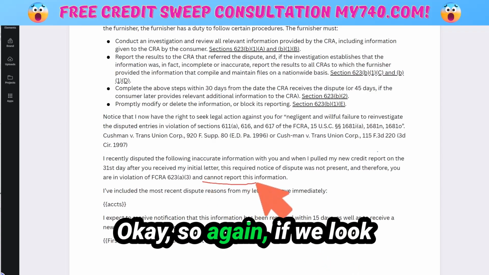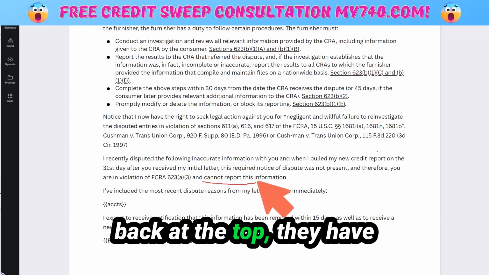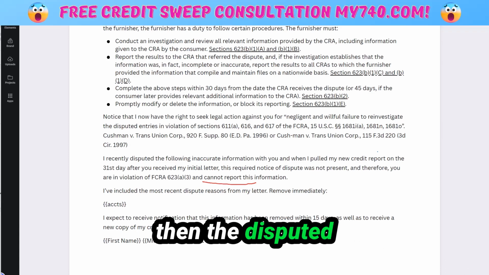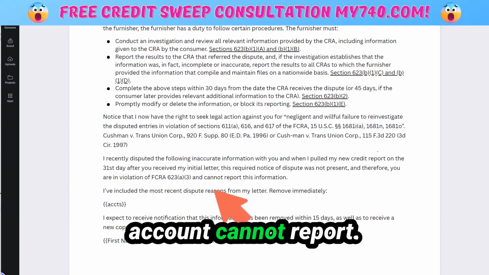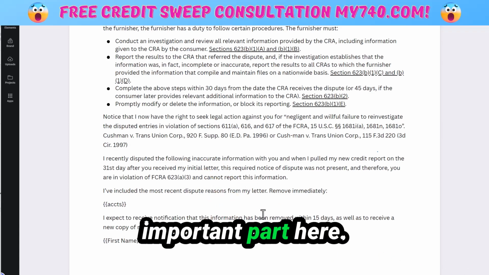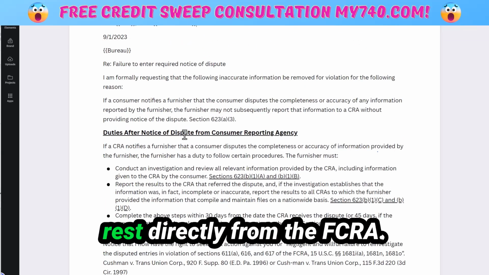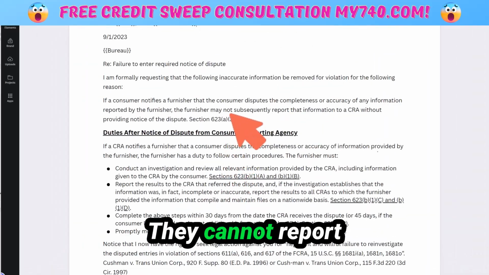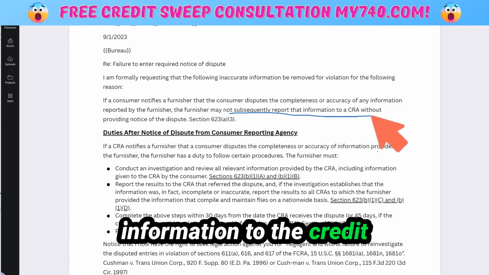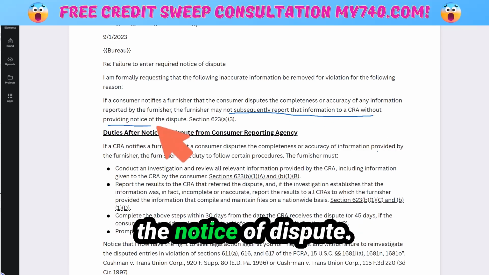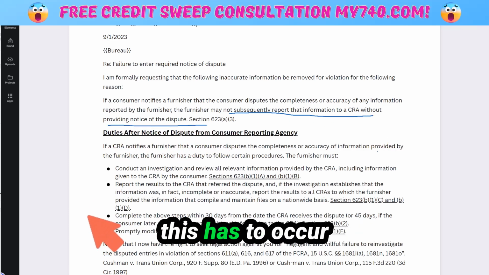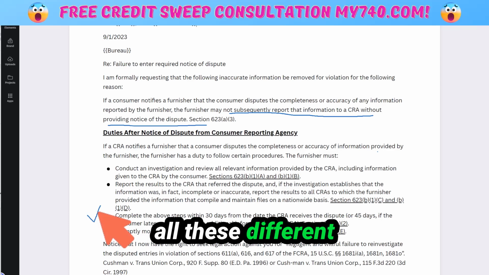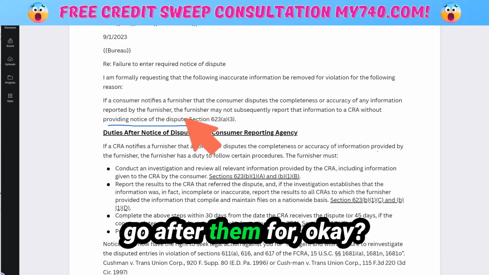Okay, so again, if we look back at the top, they have to provide this notice, and if they don't, then the disputed account cannot report. That is the important part here, but I wanted to include the rest directly from the FCRA. Let's look at this one more time. They cannot report information to the credit bureaus without providing the notice of dispute. This has to occur within 30 days. If it doesn't, now there's all these different violations that you can go after them for, okay?